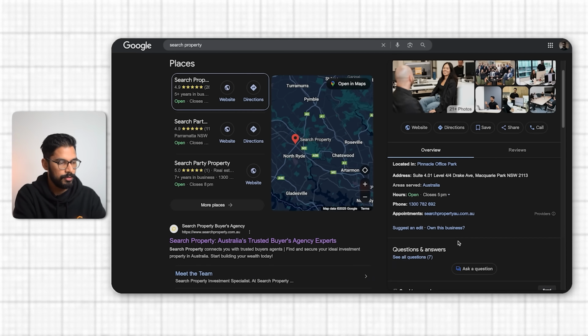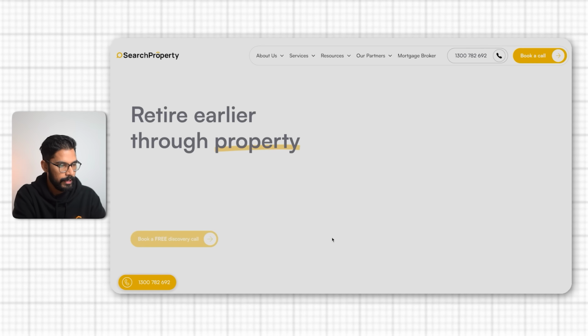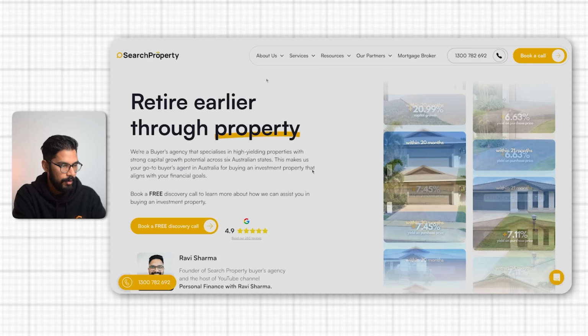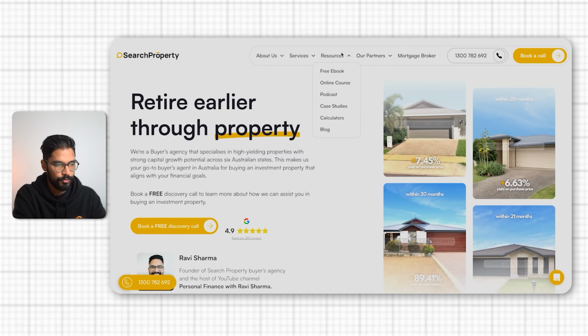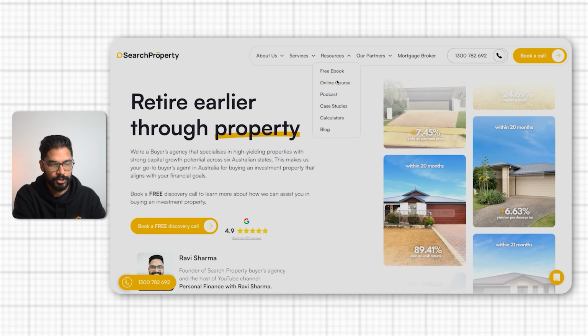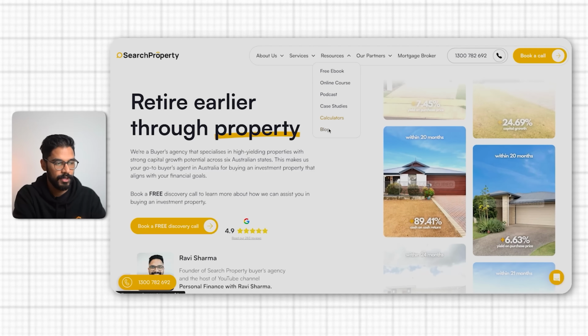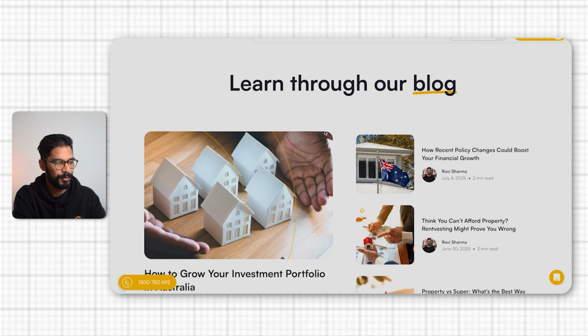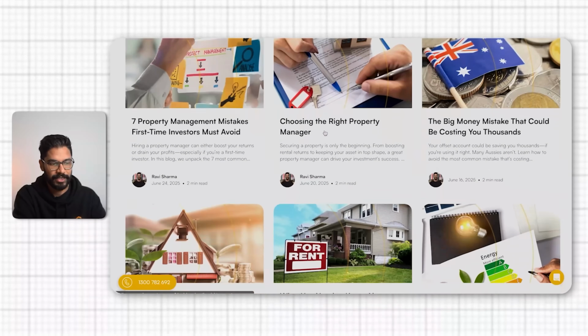Now, the first thing I'll get you to do is to actually check out this calculator. So we're gonna go across here, and all you need to do is look up search property. You can click here, and it'll come to our buyer's agency page. You can see some results here. We'll go through, and what we wanna do is go to resources, and there's so much free content here, so definitely go ahead and use it. I also make blogs, so if you're someone that doesn't really like watching these videos, you can go ahead and check out the blogs as well.